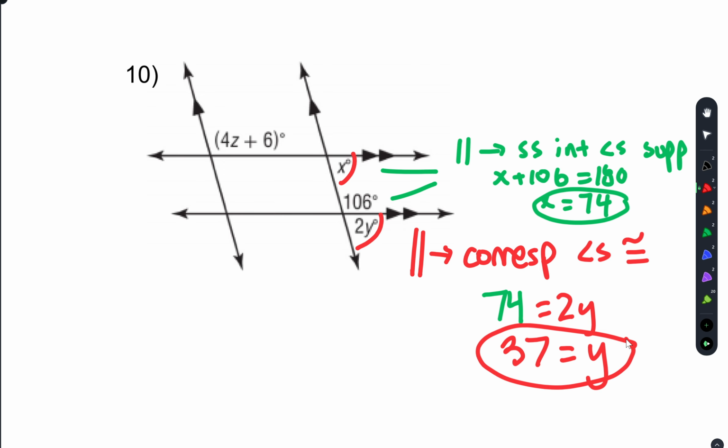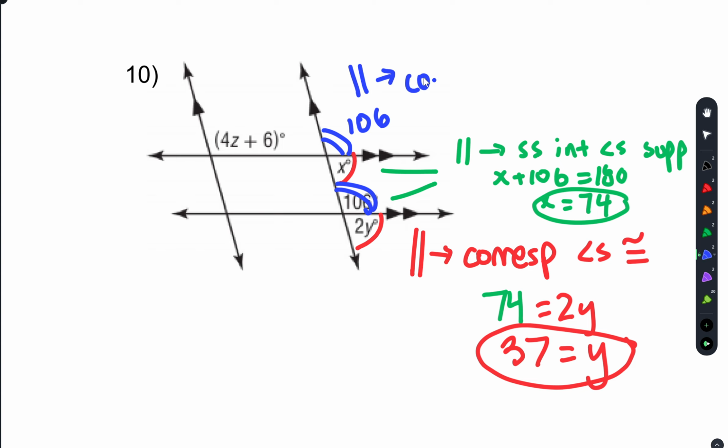How am I going to find z? What ideas do we have for z? It might not be super obvious right up front. Yes, yeah. How do you know? Multiple steps, though, right? How do we know? Where can we put the 106 first? What other angle is congruent to the 106? Up here? Okay, so 106 is here and here because of corresponding angles.